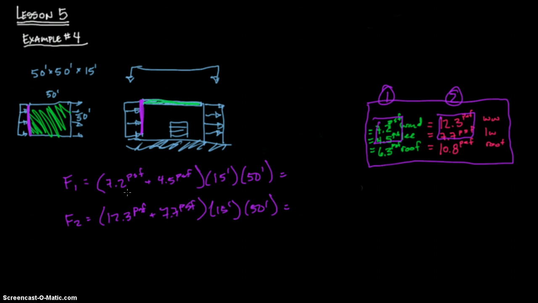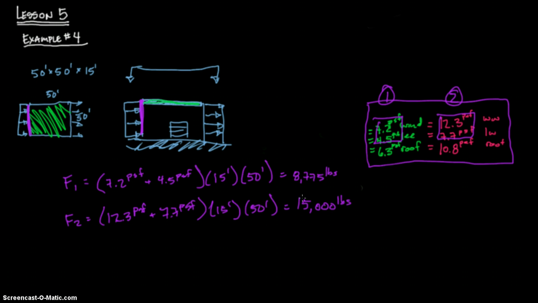Alright, so let's go ahead and do the math. 7.2 plus 4.5 times 15 times 50. You get 8,775 pounds. Then 17.3 plus 7.7 times 15 times 50 equals, I messed that up, that's 12.3, not 17.3. Poor handwriting. 12.3 plus 7.7 equals 20 times 15 times 50 equals 1,500. Alright, let's back up. 15,000, not 1,500.